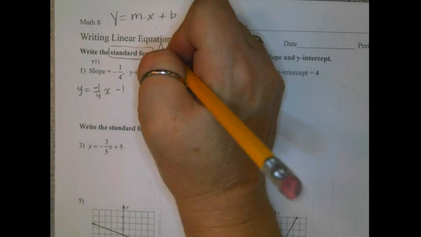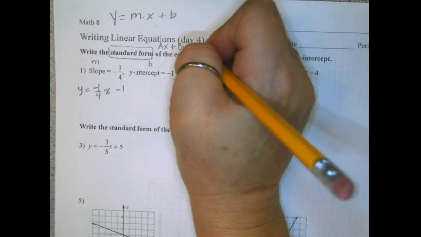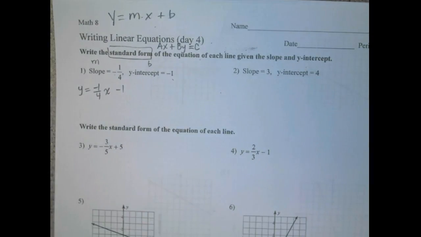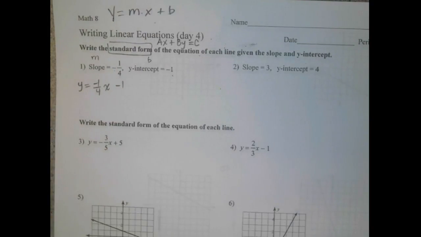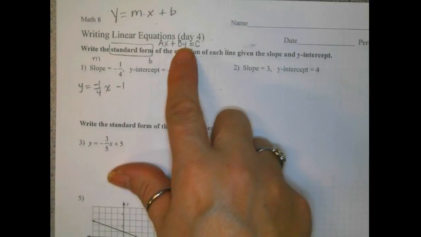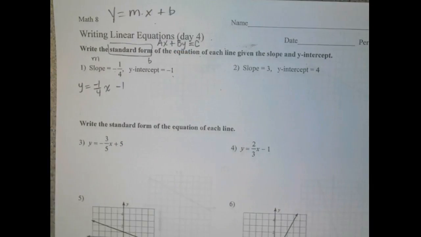Remember, standard form is ax plus by equals c. I need all of my a's, b's, and c's to be whole numbers. And my number in front of y needs to be positive. Those are the two things that I need for standard form. Okay?